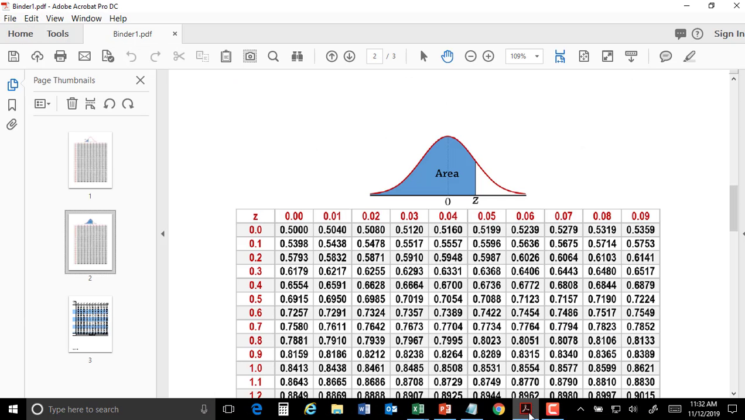Okay. Now, when you look at the table, you can see that this is past the 50% mark, right? So all Z values to the right are going to be positive. And we're looking for 1.4, correct? So I'm on the right side.